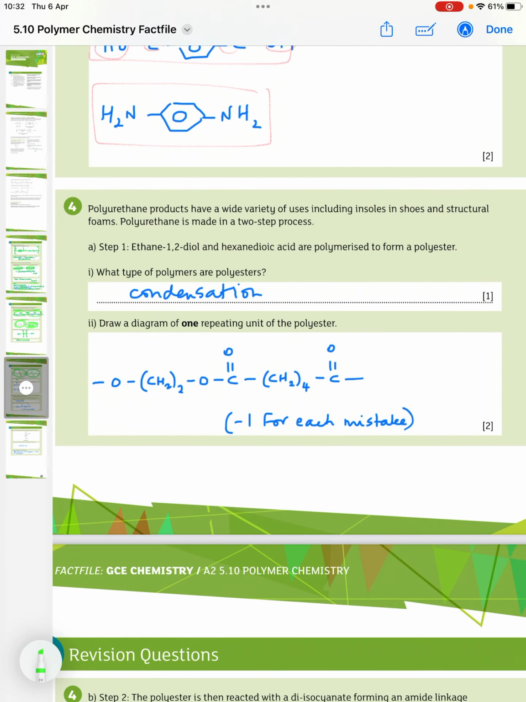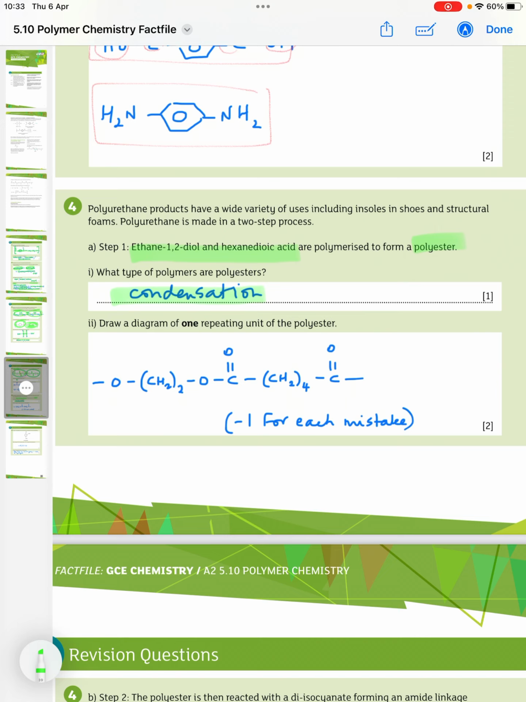Question 4. Polyurethane products have a wide variety of uses, including insoles in shoes and structural foams. Polyurethane is made in a two-step process. Step 1. Ethane 1,2-diol and hexane dioic acid are polymerized to form a polyester. What type of polymers are polyesters? Well, we know that is condensation. You have a choice of addition polymers or condensation polymers, and polyesters are condensation.